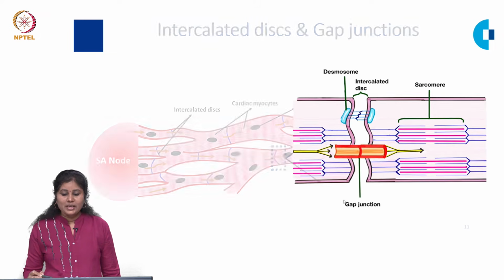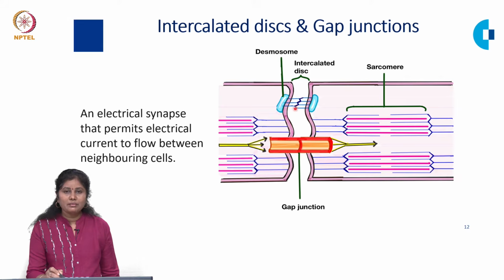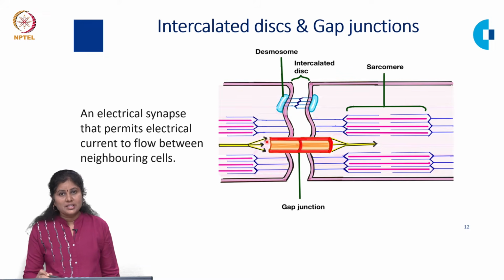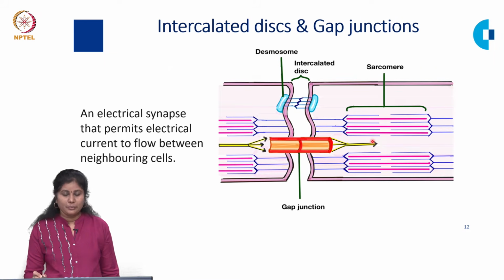You can see the intercalated disc is actually the plasma membrane which lies in close proximity with the adjacent cell's plasma membrane. They are bound tightly by means of desmosomes. This is the desmosome. And then in the area where the plasma membranes approximate each other, there is a special channel called gap junctions, which are the low resistance bridges across which the electrical current flows from one cell to another cell.